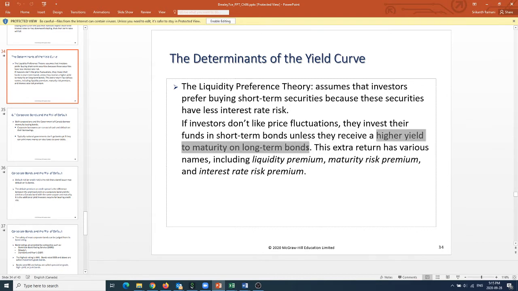If they receive a higher yield to maturity on longer-term bonds, some of the investors will accept that extra volatility for the higher yield. But many other investors would rather have lower volatility and lower yields, and this sort of segregates different clients into different kinds of maturities. So each investor would prefer something more than the other, and the trade-off is volatility. If you get higher yield, you typically get a little bit higher volatility. If you have lower yield, you'll have lower volatility. If you want lower volatility, you would be willing to accept a lower yield. And this extra return is also termed as liquidity premium or maturity risk premium or even interest rate risk premium. These are some ideas behind it.